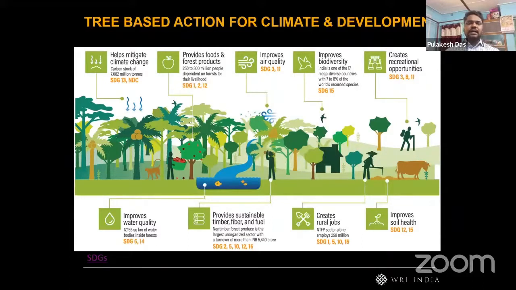This can help in mitigating the climate change. It can provide the food and forest products, improve the water quality, the biodiversity. It can also create recreational opportunities, and on the water side, it improves the water quality. It provides the sustainable timber, fiber, and food, creates jobs, improves health. So a large number of sustainable development goals can be achieved when someone implements the landscape restoration.